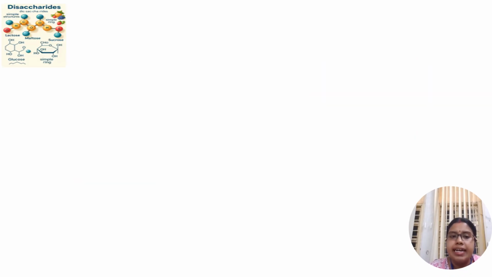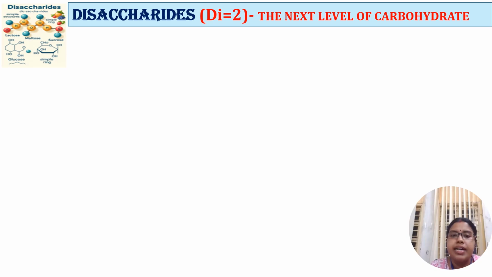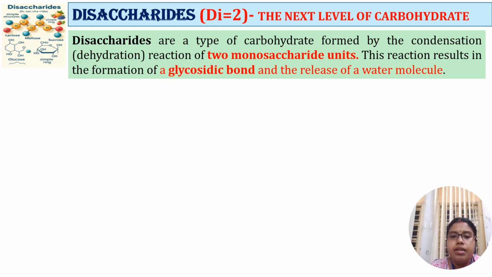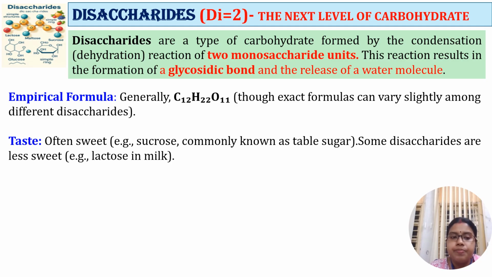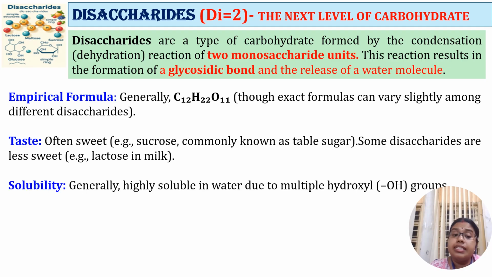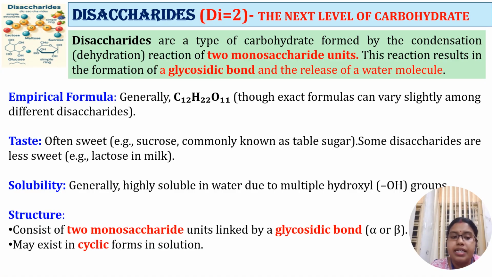Next, the disaccharide, the next level of the carbohydrate. A disaccharide means two monosaccharides join by condensing with each other. A dehydration reaction occurs, the glycosidic bond forms, and a water molecule is released. The empirical formula of the disaccharide is C12H22O11. The taste is sweet, though some disaccharides are less sweet. It is generally highly soluble in water due to the presence of multiple hydroxyl groups in the structure.